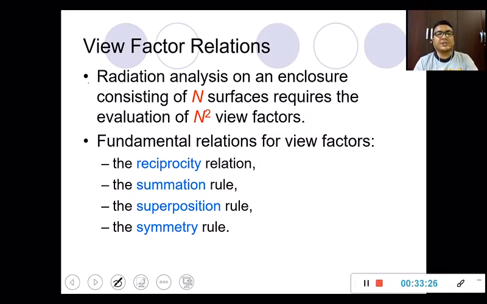For view factor relations, we have four fundamental relations. The first one, the reciprocity relation. The second one, the summation rule. The third one, the superposition rule, and lastly, the symmetry rule.